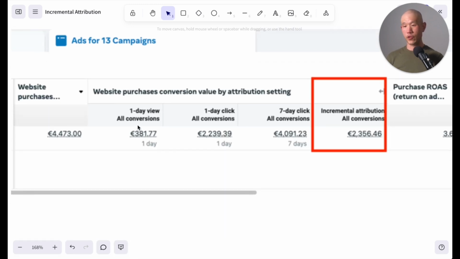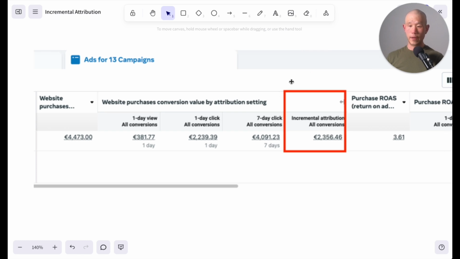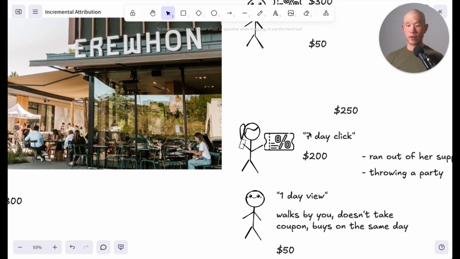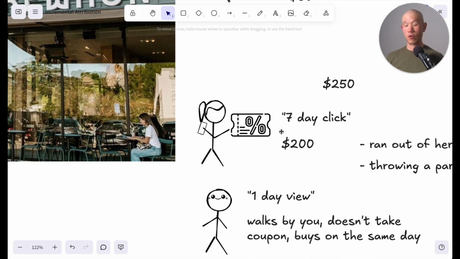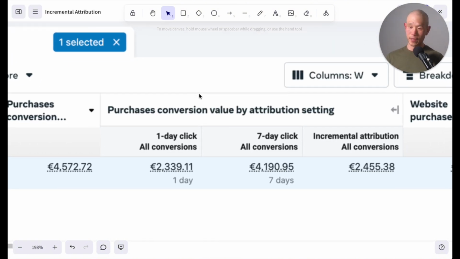And to bridge the analogy and theory back to practicality, that is what this 2239 represents. It counts someone who clicked the ad and made a purchase within 24 hours. And then when it comes to 7-day click, we already covered that over here with her scenario, where she walked by you, went home, and then on her 5th day or so, decided to come back, use a coupon, and make her purchase. Again, bridging theory and the analogy to practicality of the actual numbers.